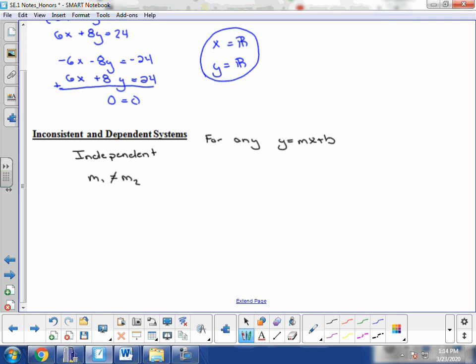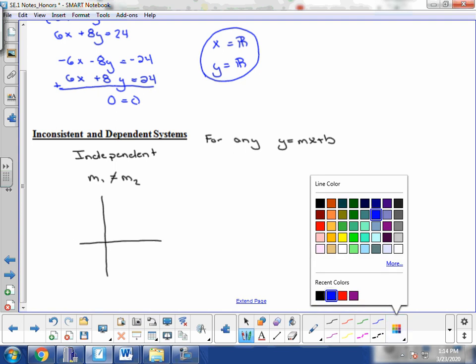So if I were to sketch out a graph for these, and this is just going to be a rough sketch, one of my lines could look like this, and one of my lines could look like that, and they intersect here, and there's one real solution. This is what we call an independent system. This is what we view most of the time.